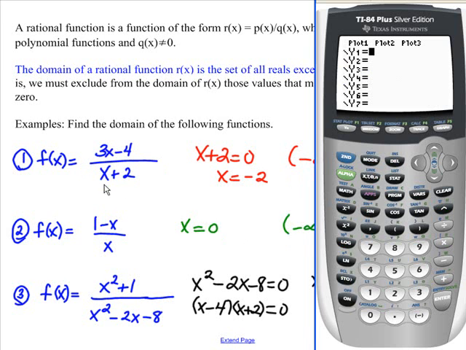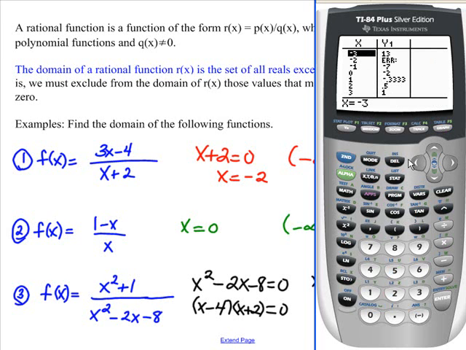Okay, so I've pulled up my calculator and I want to look at the function 3x minus 4 over x plus 2. On the calculator, if I enter that function, I have to be careful to enter the numerator and denominator in parentheses. So I have 3x minus 4 in parentheses divided by x plus 2 in parentheses. Now you could certainly graph. The graph may not mean a whole lot to you right now, but let's look at the table.